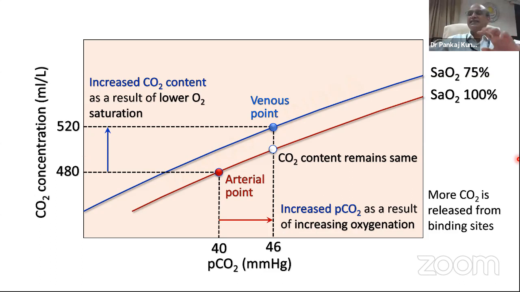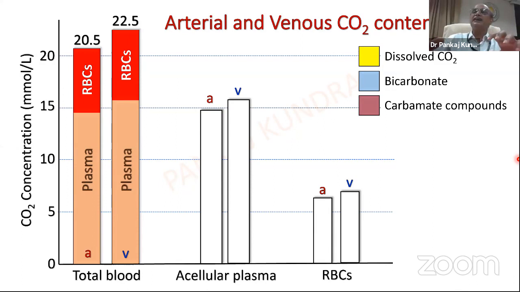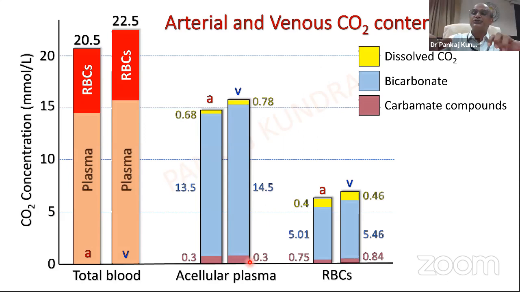Is there a difference in the carbon dioxide content on the arterial and the venous side? We know it was 22.5 on the venous side, which was more as compared to the arterial side, where it is 20.5 ml. Look at the acellular and the RBCs. If there is any difference between them, you'll find it in the carbamates; in the acellular part, there is no difference. The basic difference is again in the bicarbonate. But in RBCs, there is a difference in the carbamate compound carriage. And that is what we were talking about, that all this carbamate formation is occurring inside the RBCs, right? It is not in the plasma.